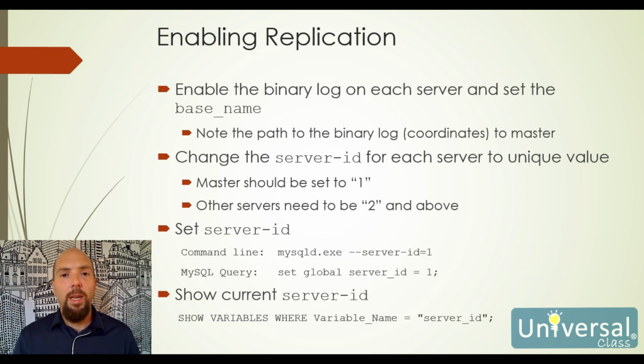So to enable replication, we have some steps that we need to go through. The first thing is we need to enable the binary log, and we need to give it what's called a base name, which we covered in a prior lesson. I will show you again how to do it today. But we need to know where the binary log is saved, and we also need to know what the binary log is going to be called on the master, because on all of the slaves, we have to tell them where to locate the binary log.